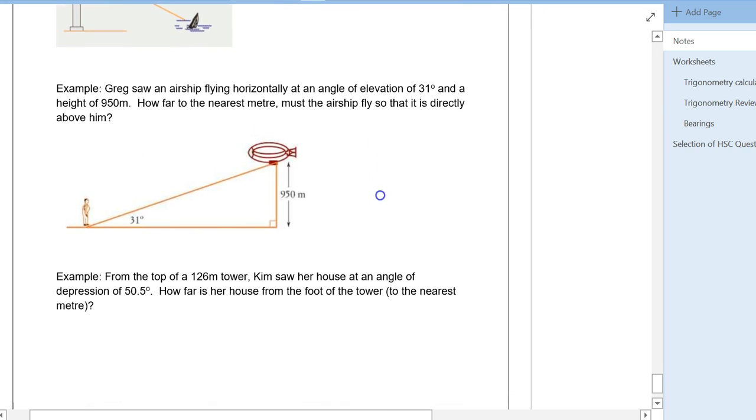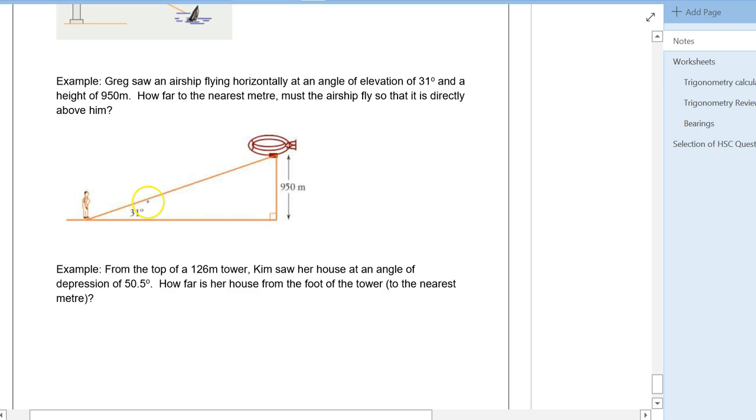Greg saw an airship flying horizontal at an angle of elevation of 31. So looking up, 31. And at a height of 950. How far to the nearest metre must the ship fly so it's directly above him? So we're imagining it's flying over here. This is how far, so I'm actually finding this value here.